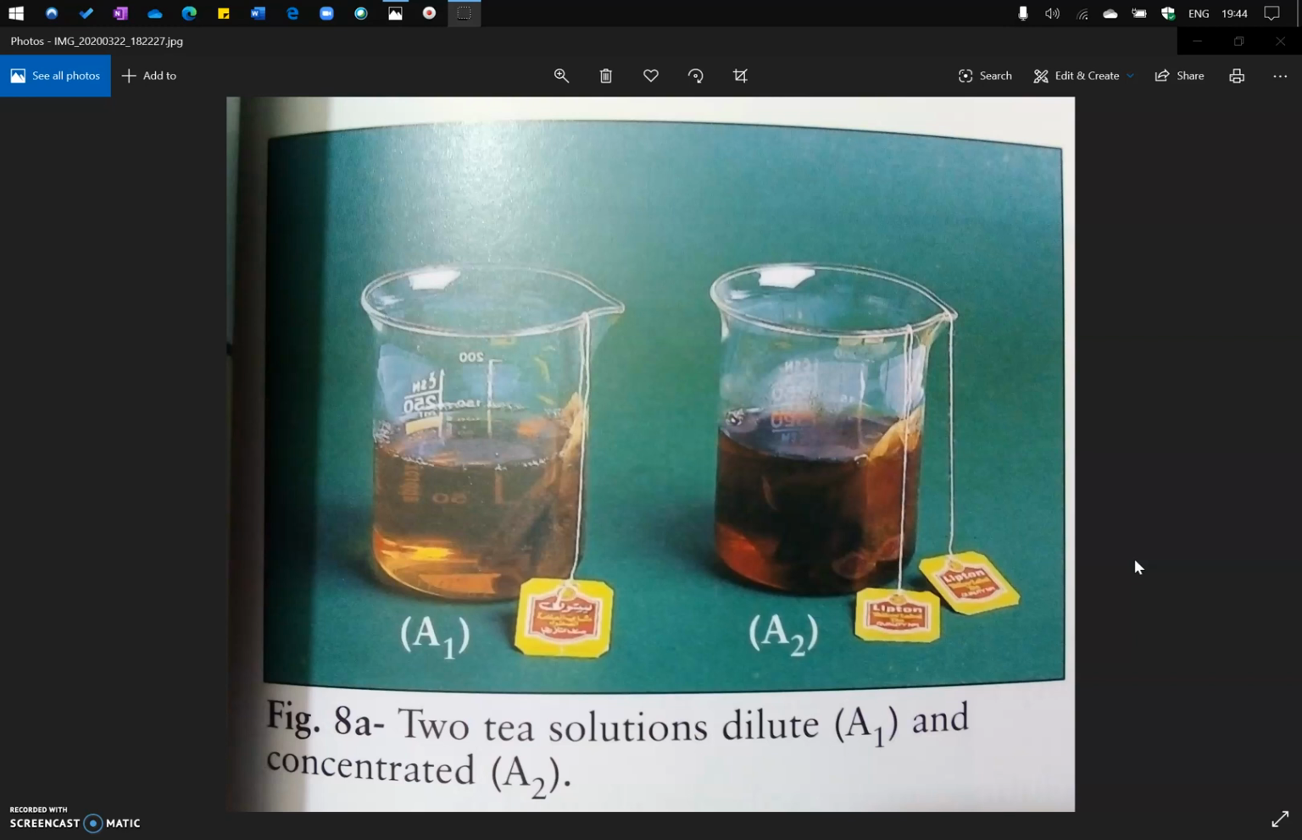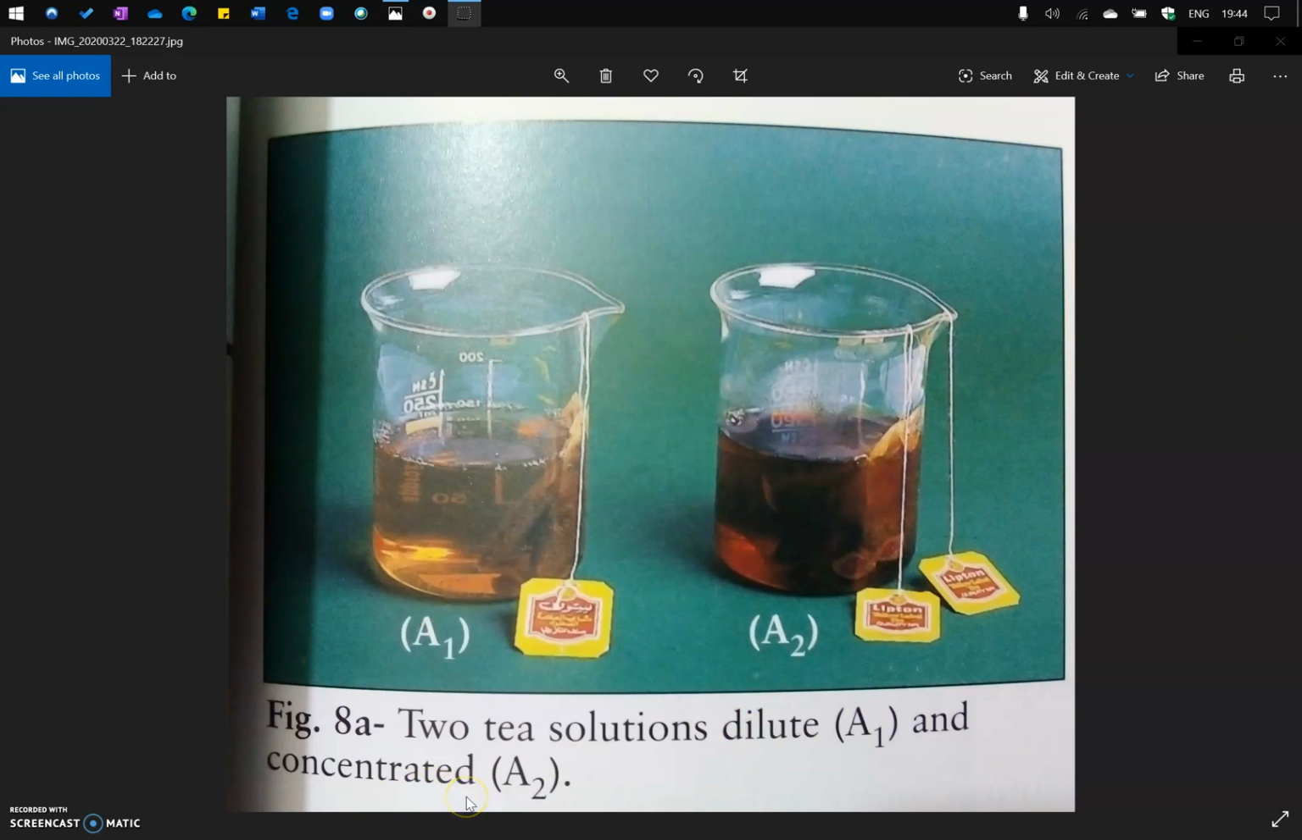However, we can see clearly that one of them has a lighter color than the other. The other color is darker. And one of them has more solute than the other one. So we say that A1 is a dilute solution and A2 is concentrated.